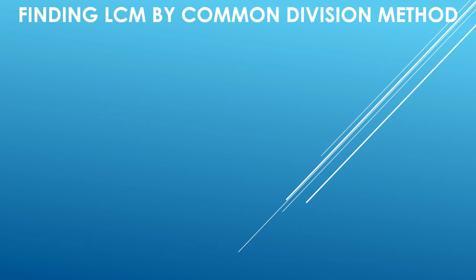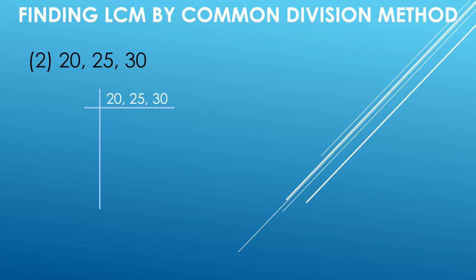Let's solve one more question. Question number 2. Find the LCM of 20, 25 and 30 by common division method. First write 20, 25 and 30 in a line separated by commas.